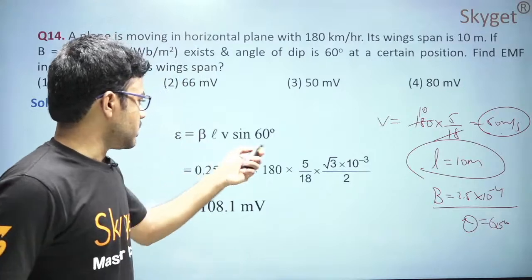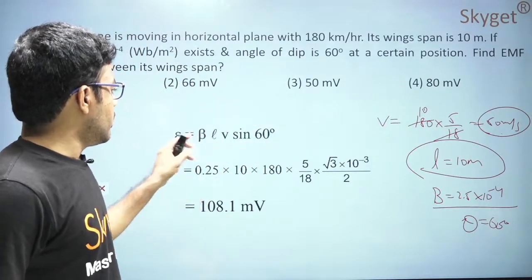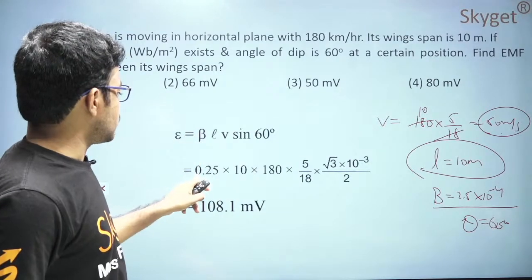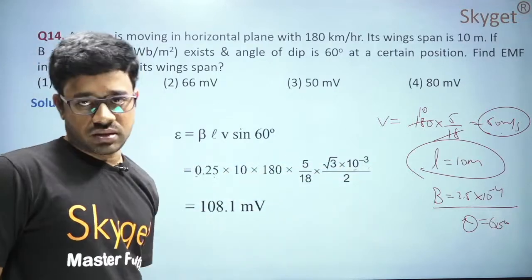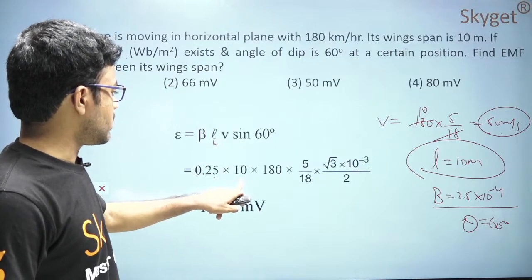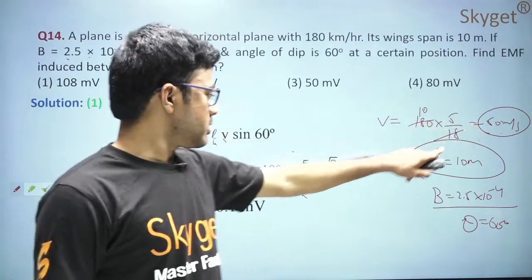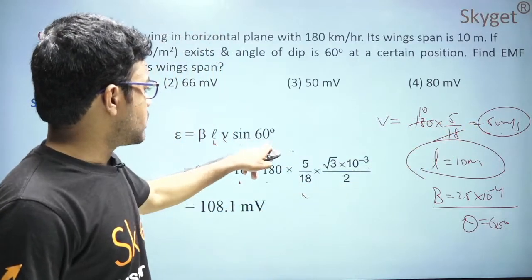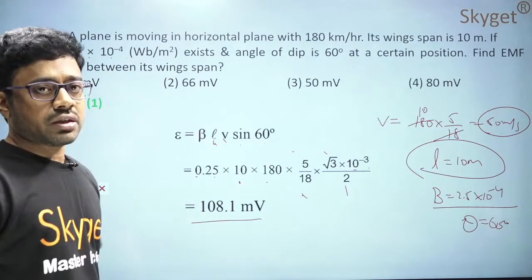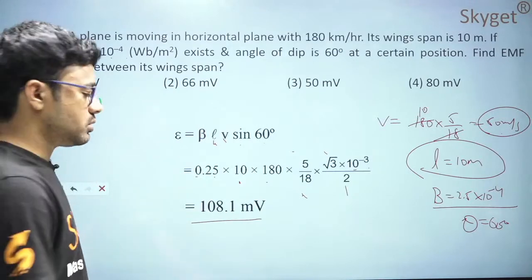So we take BLV sin theta, with theta as 60 degrees. The value of B is given as 2.5 into 10 to the power of minus 4, written as 0.25 into 10 to the power of minus 3 to make the calculation easier. L is given as 10 meters. V is 180 into 5 by 18, which we got as 50 meters per second. We substitute sin 60, that is root 3 by 2, and you get 108 millivolts. So it is option 1.